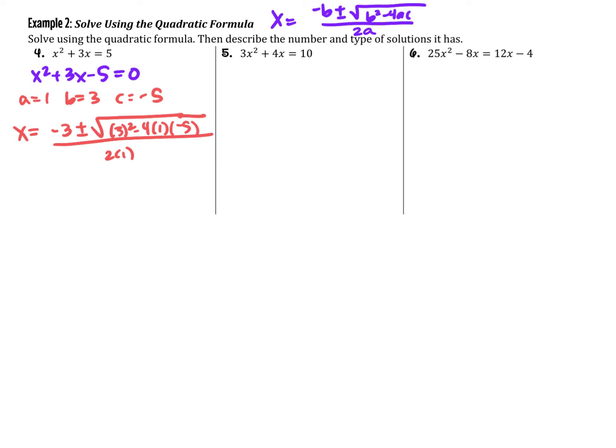Now, from here, you're going to show as many steps as you need to show to get you correctly to a simplified final answer. What I like to do is I like to deal with the discriminant sort of off to the side.